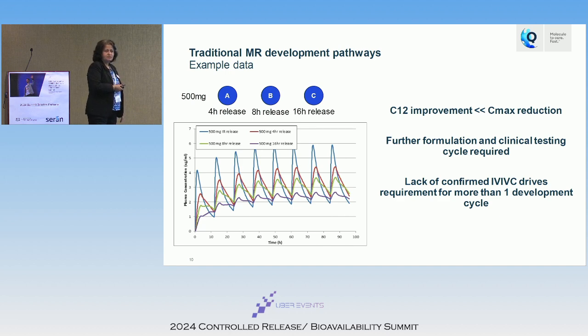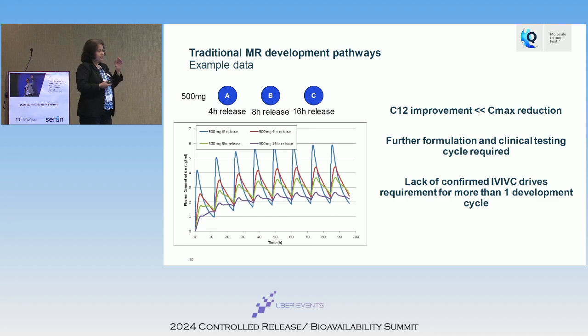What we have noticed is whenever this kind of product comes to clinical testing, the typical challenge is that C12 improvement is not as good as the Cmax reduction. And you can see that in this graph. When we had 3 different types of profiles, the Cmax reduction is quite drastic, but the C12 improvement is not that great. And so we might end up losing a lot of AUC, if you want to think about it that way, overall exposure in the data that we get.